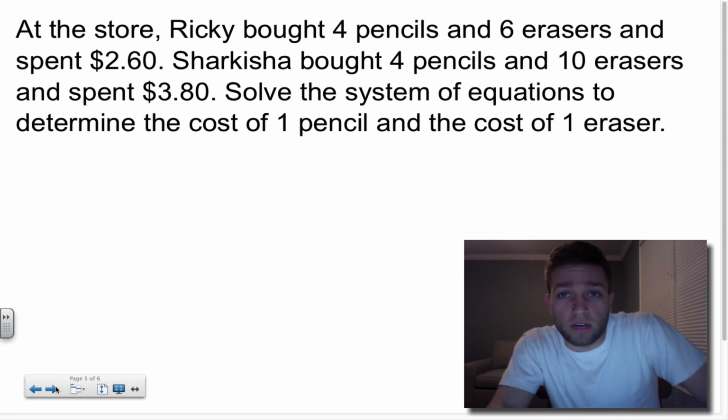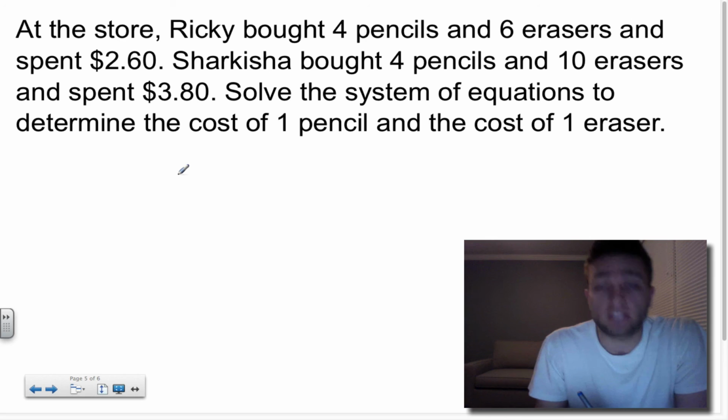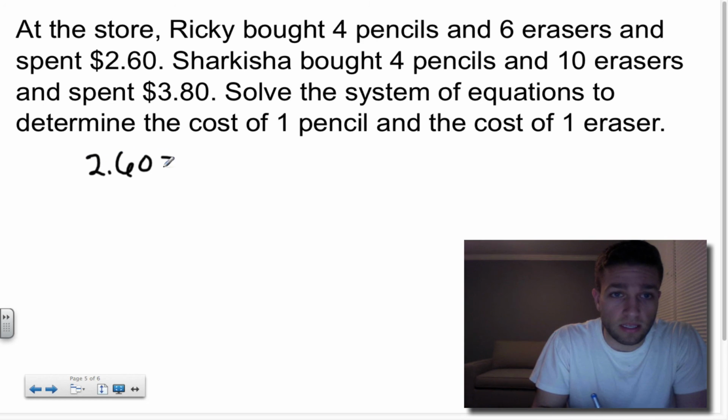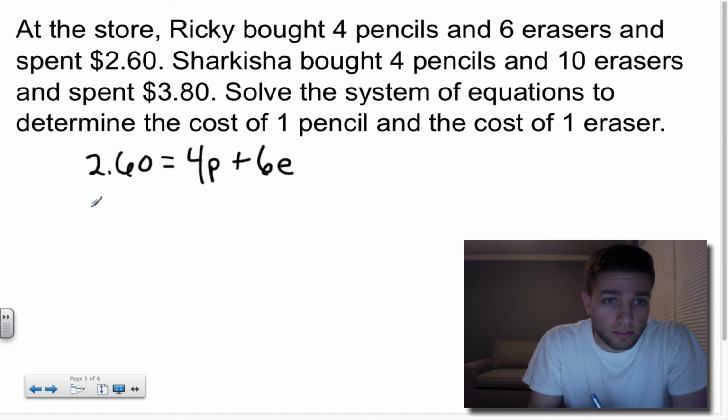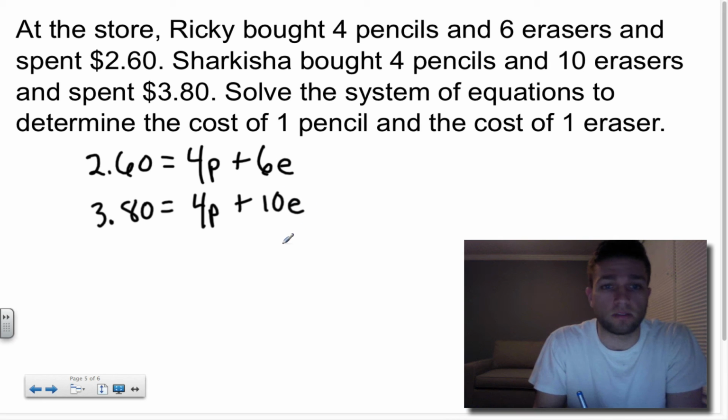At the store, Ricky bought 4 pencils and 6 erasers and spent $2.60. Sharkeisha, on the other hand, bought 4 pencils and 10 erasers and spent $3.80. Solve the system of equations to determine the cost of 1 pencil and the cost of 1 eraser. So the directions clearly state you're going to be using a system, so I need to set up 2 equations. So for Ricky, I am going to say his total was 260 cents, and he spent that on 4 pencils plus 6 erasers. Sharkeisha spent 380 cents on 4 pencils, but she bought 10 erasers.